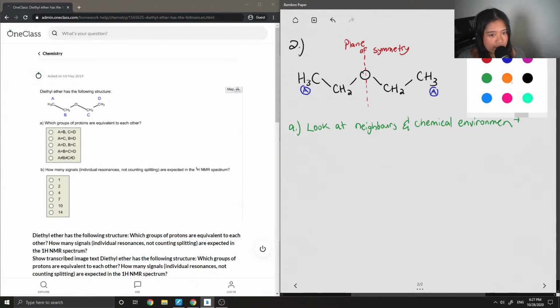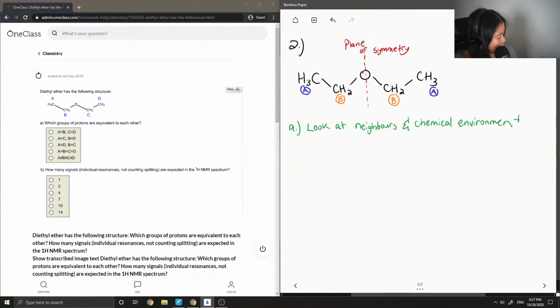So let's look at the hydrogens beside it. This CH2 has 2 neighbors. One of them is an oxygen, and one of them is a carbon that has 3 hydrogens. So we can say the same thing for this set of hydrogens right here. And you can see that the hydrogens in A and B are different from each other.